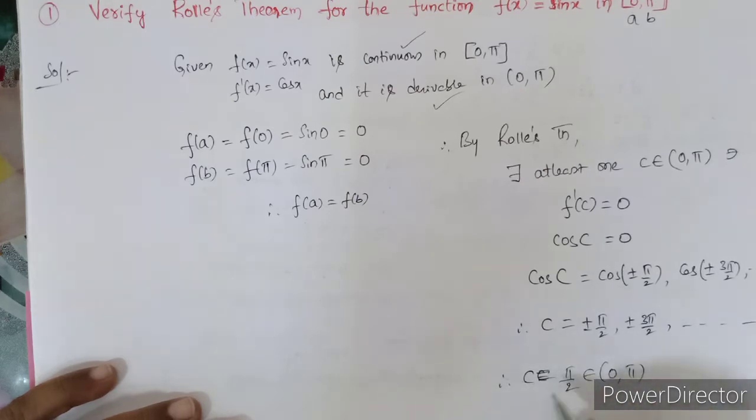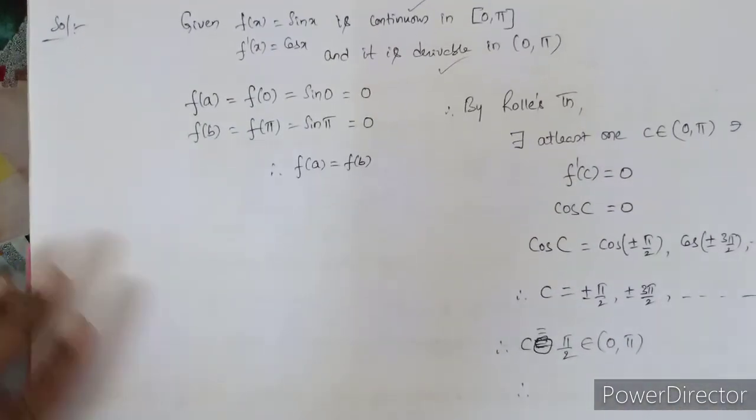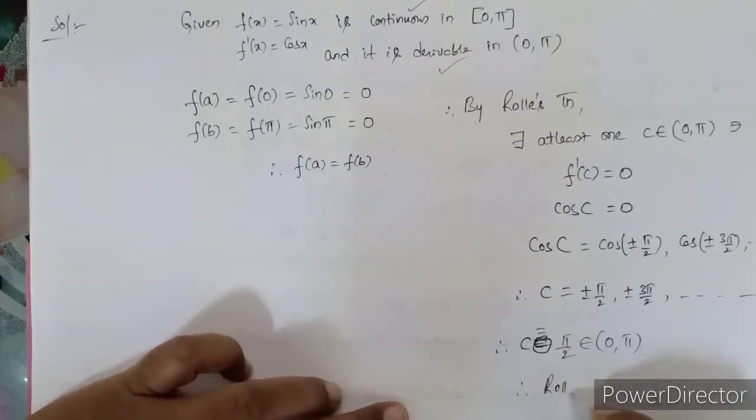There exists at least one c. There exists at least one value in this interval. Therefore, Rolle's theorem is verified. At least one value or more than one value must exist in this interval. Therefore, Rolle's theorem is verified.